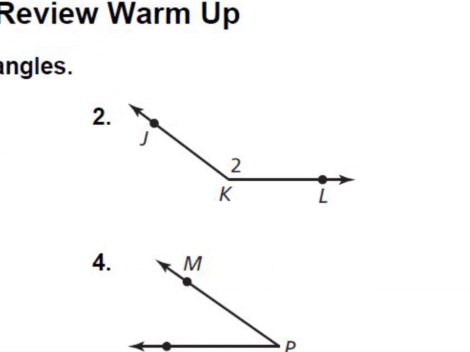All right, number 2. This one you could really give 4 names. Who could give me 1? Angle JKL. What's another one? Yeah, angle 2. Bruce, what'd you say? LKJ. And what's one more? Angle K. Okay, so we named 4 for that one.